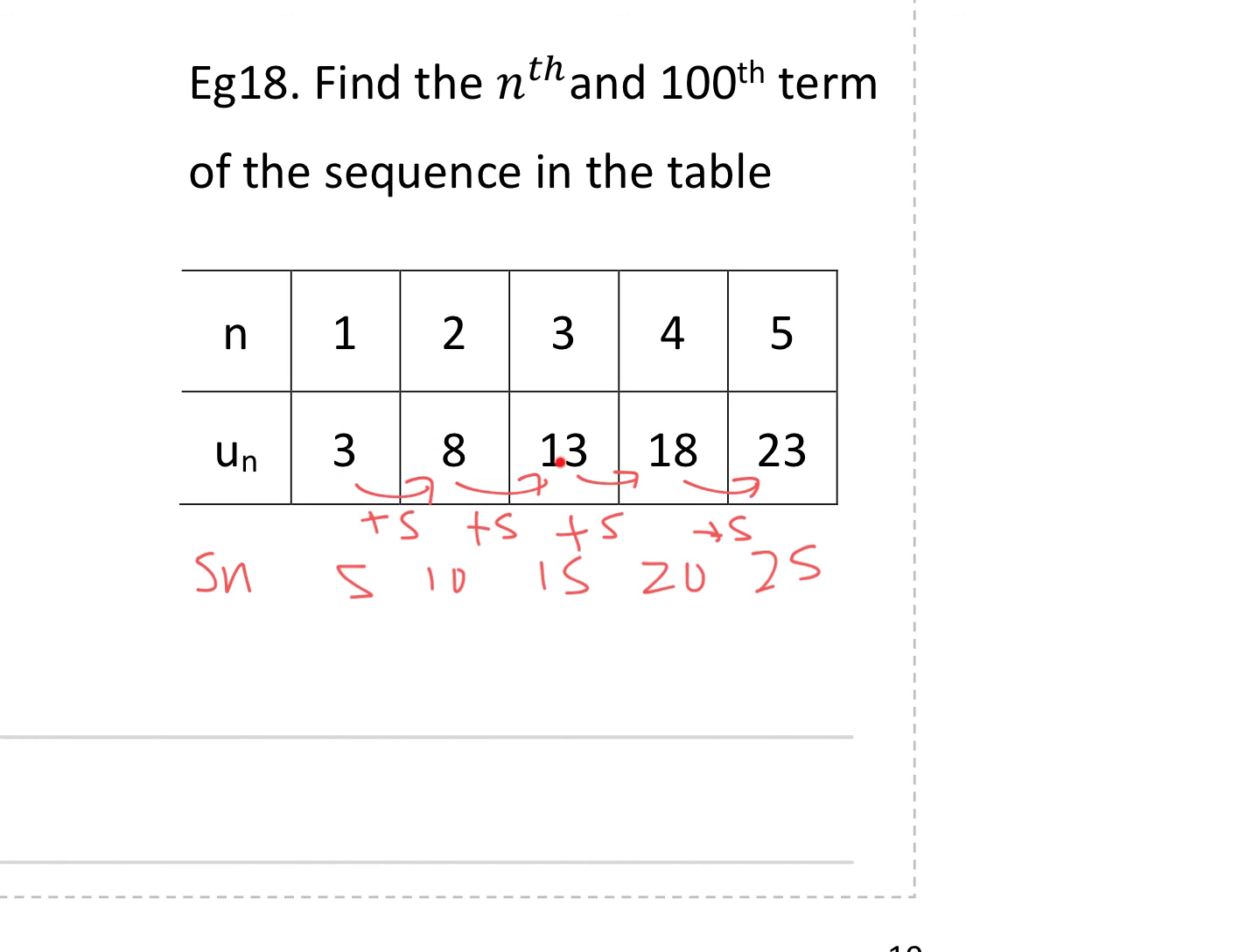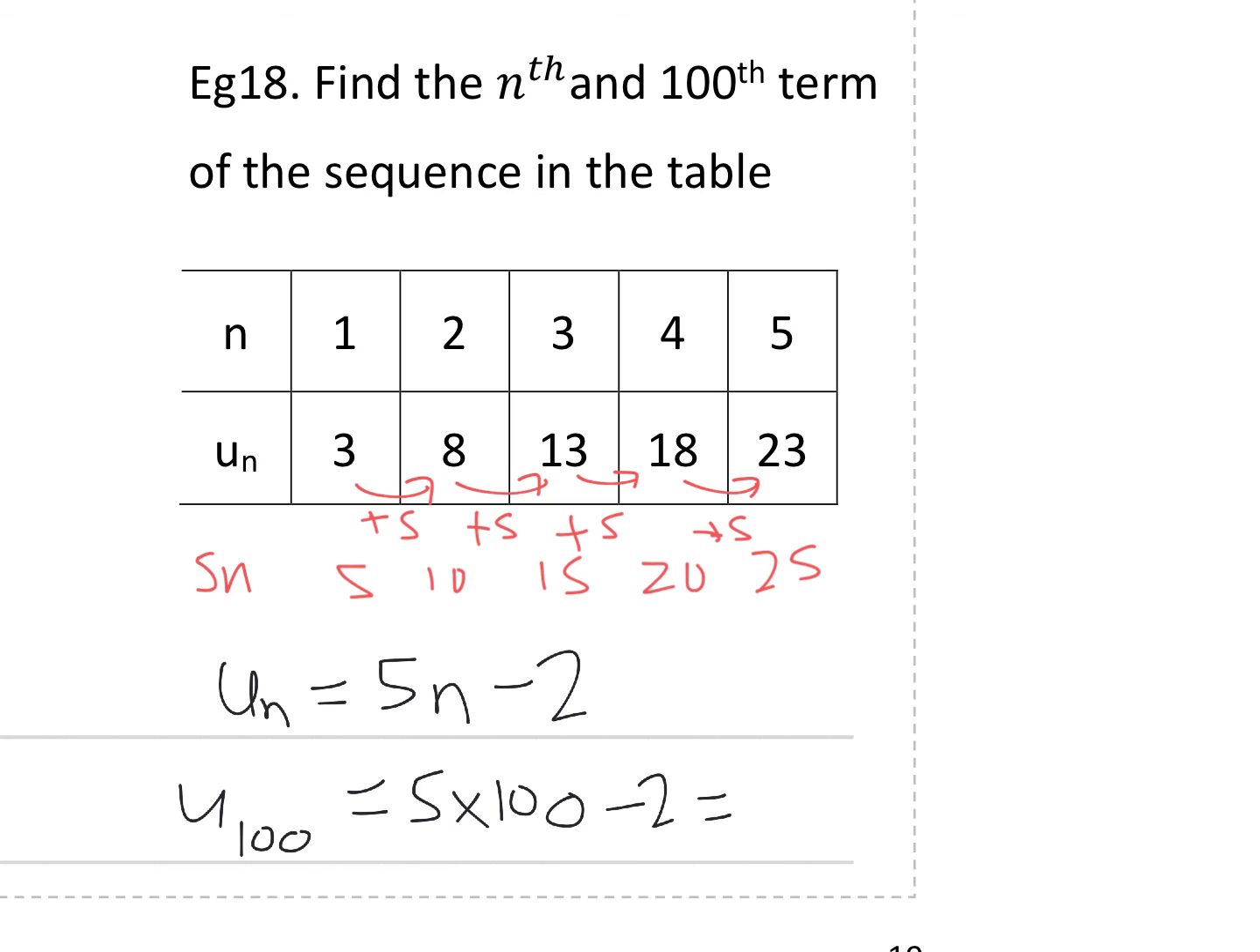And this sequence goes up in 5s, like the 5 times tables, only can you spot the difference? The difference is that it's 2 less than the 5 times tables. So we could say that un is 5n, but take away 2 because it's 2 less. If we want to work out the 100th term then, we substitute n in to be 100. 5 times 100 is 500. Take away 2 is 498.